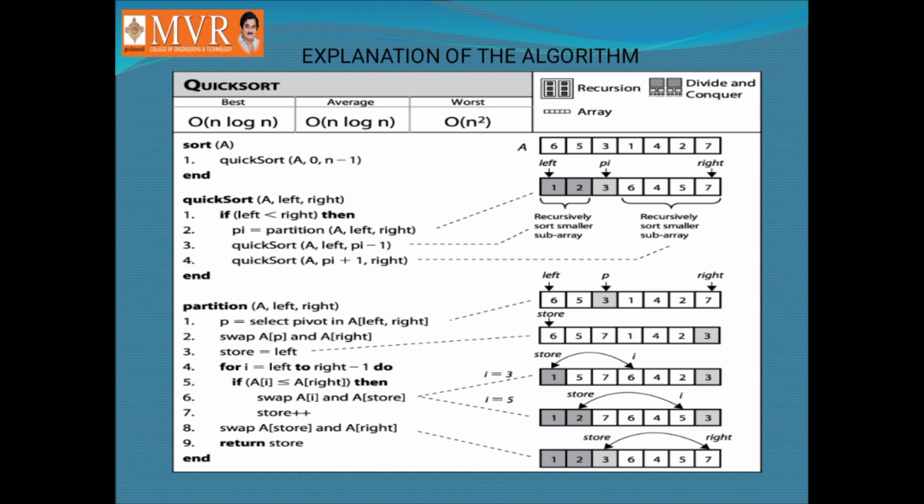This quicksort algorithm is based on the divide and conquer technique. Here the best case time complexity of quicksort is given, that is in the best case it is O of n log n, average case also it is given as O of n log n, and in the worst case it is given as O of n square. That is, it depends upon the elements in the list, their arrangement in the unsorted list.